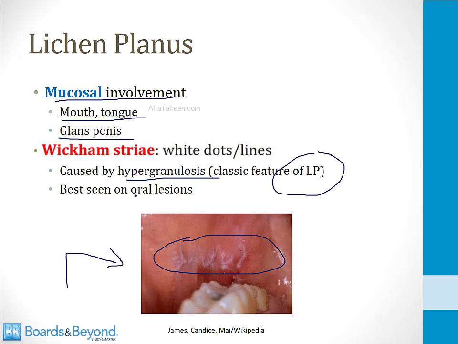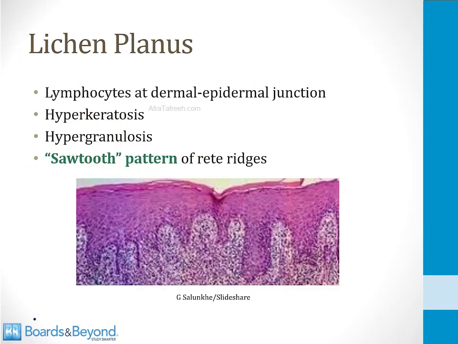The striae are often best seen on the oral lesions, like in this picture on the screen, although if you look closely at the skin lesions, you can sometimes see them as well. So once again, in a board question, if they describe these white dots and lines of Wickham striae, you should think of lichen planus. Let's talk about what you would see under the microscope if you did a biopsy of a lesion of lichen planus.